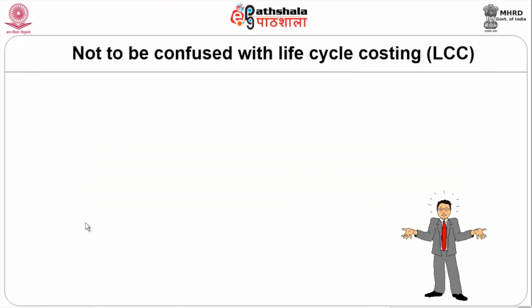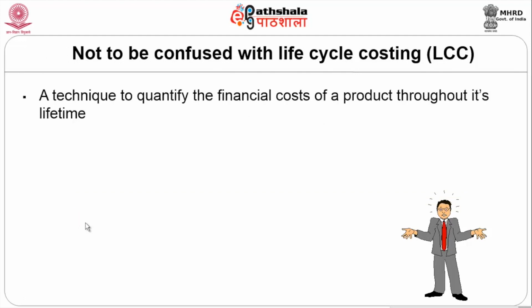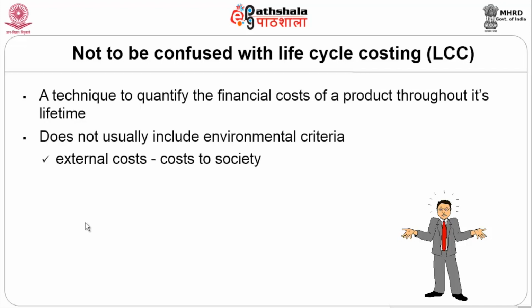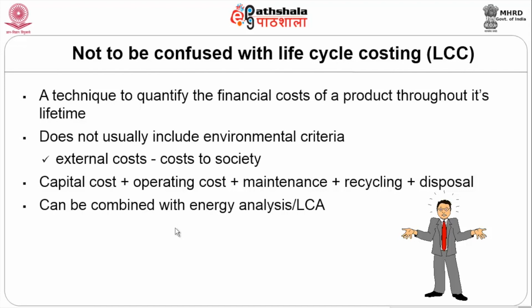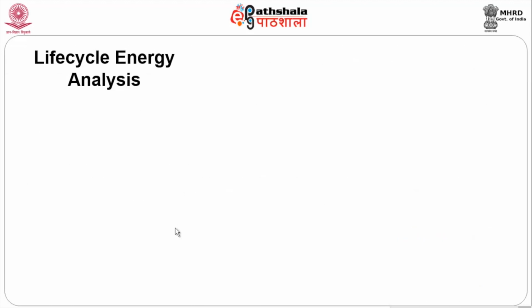So, not to be confused with life cycle costing. The financial cost of a building throughout its lifetime can be calculated, which does not include environmental criteria like external cost or cost to society, capital cost of the material, operation cost of the material, maintaining this material, and how we recycle this material and dispose of it in a proper way. It can be combined only with the LCA, life cycle analysis of the building materials. The embodied energy reduction can be achieved to a greater extent.